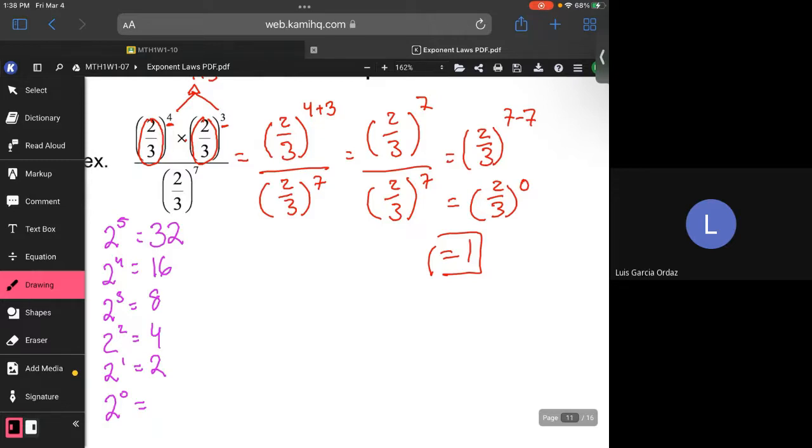So let's go in descending order. 32, 16. What's the difference? What do I divide by? Adam? 2. 16 divided by 8 gives me 2. 8 divided by 4 gives me 2. 4 divided by 2 gives me 2, which means 2 divided by 2 would give me what? 1. Which is why 2 to the 0 will be 1.